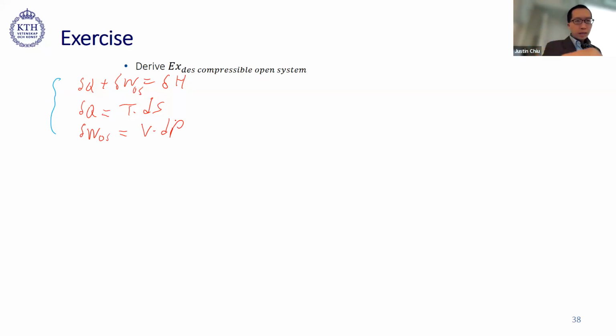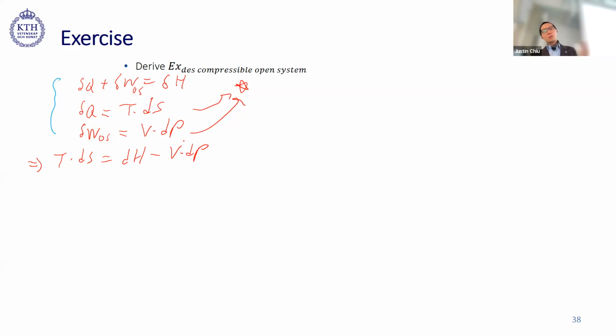And then if I replace Q and W in an open system into the star equation, what do I get? I get TdS equals dH minus VdP. Because I want to calculate dS, that's why I put the rest on the other side. And then if I divide everything by the temperature here, minus V over T dP.